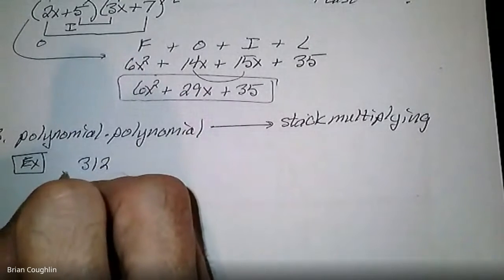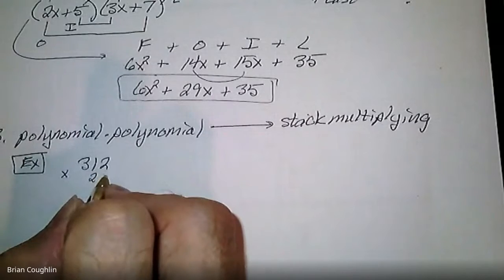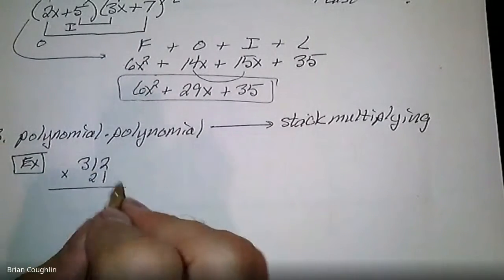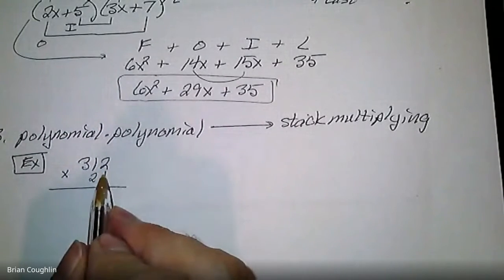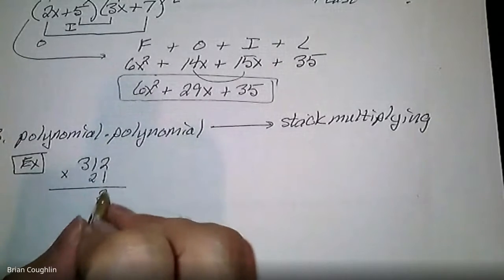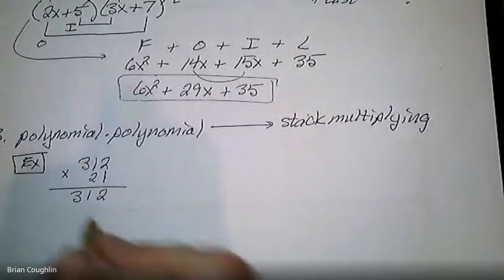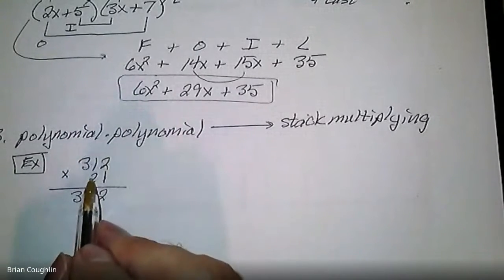312 times 21. Okay, so what I'm going to do is, this is kind of old hat, but remember, I'm just going to drill through this. It's 1 times 2 is 2. You put it directly underneath. 1 times 1 is 1. 1 times 3 is 3. Does that make sense?